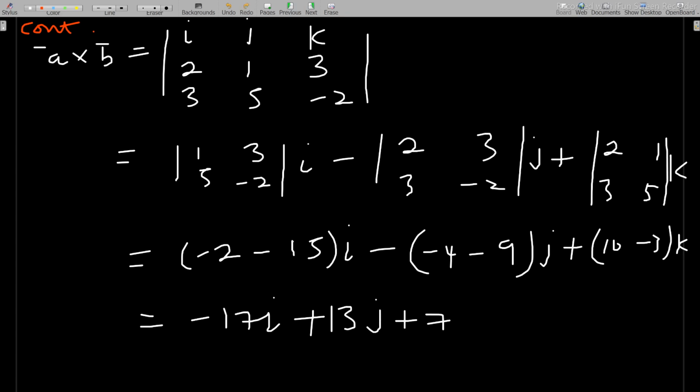I hope you understand this. So this is very, very simple like that. But let's look at the shortcut method.